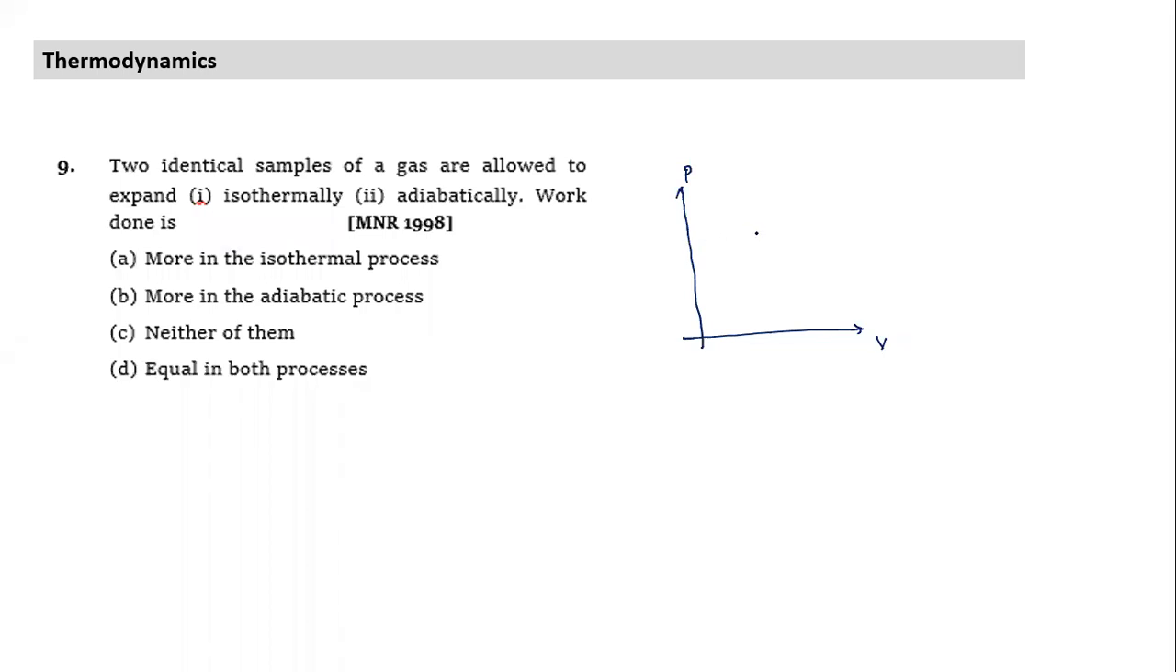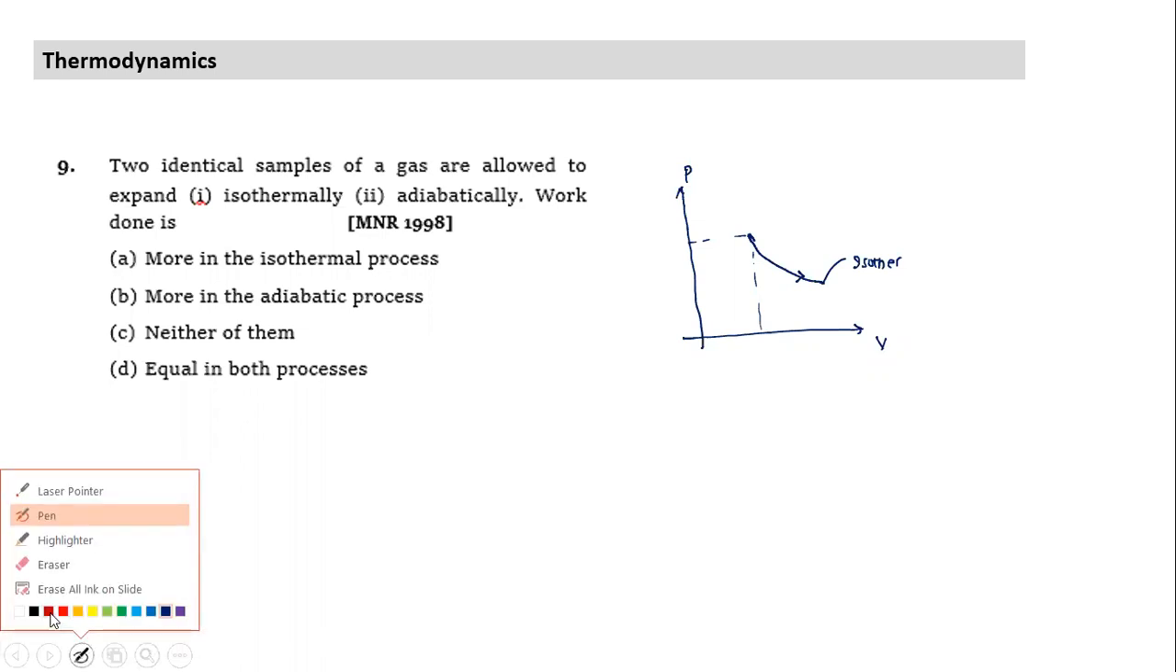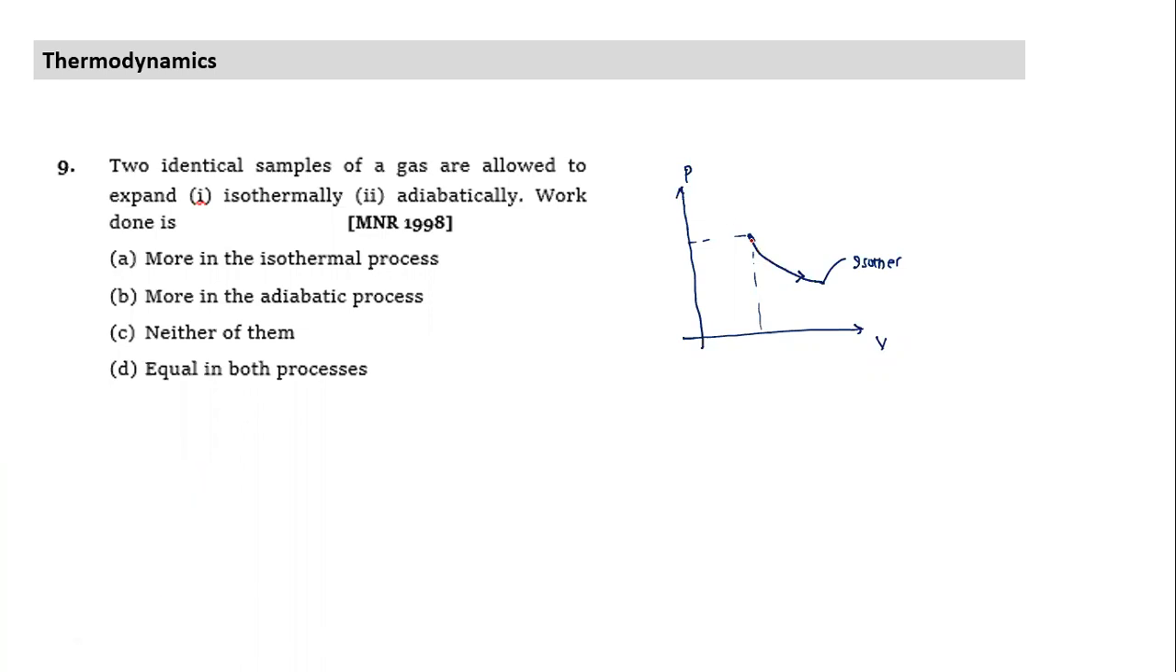This is expansion. From the initial point, this was the initial point. Expansion means volume will increase. But we have seen already, if volume becomes double, pressure will drop to half. So that would be roughly the shape of the isothermal curve. If this is the shape of the isothermal curve, what will be the shape of the adiabatic curve? It will be steeper. Once you draw the shape, it becomes easy. The shape will be like this. This is isothermal and this is adiabatic.